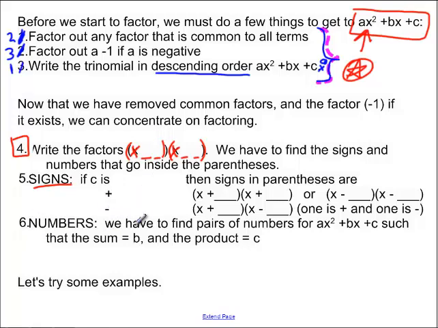And then as far as the numbers go, we've got to find a pair of numbers for ax squared plus bx plus c, and remember, for this situation, a is equal to 1, such that the sum is b. Those two numbers add up to b, and multiply together to give us c. The product of those two numbers is c. So let's try some examples. And you might want to reflect back on this, or write some of these down as well.